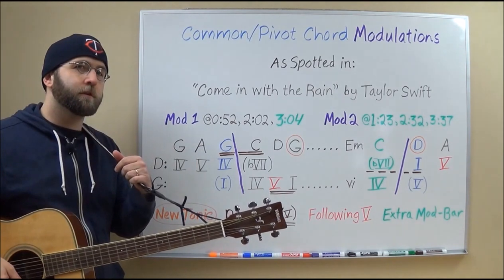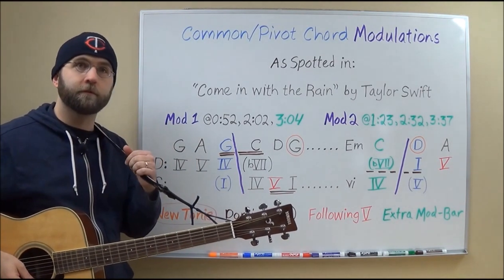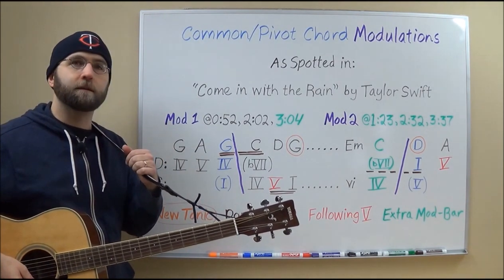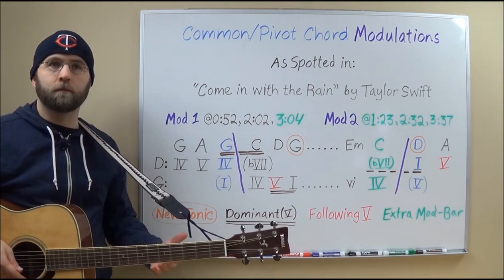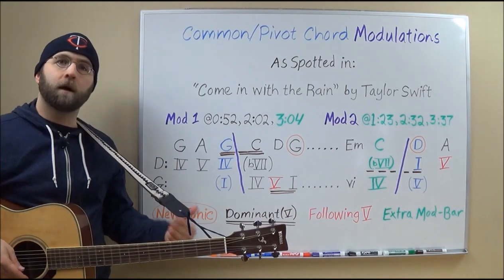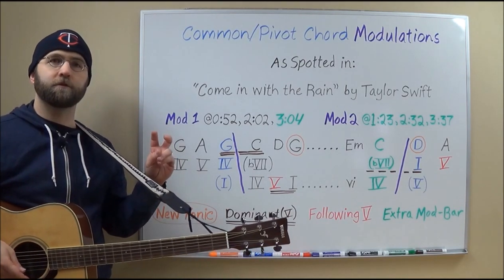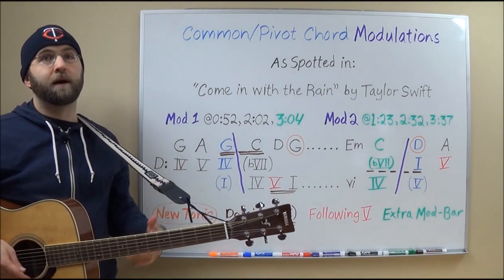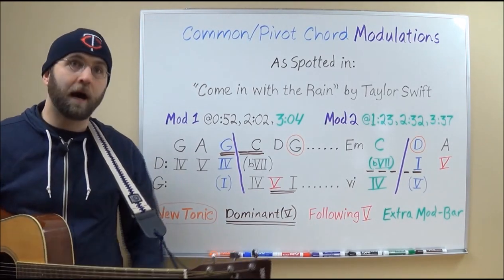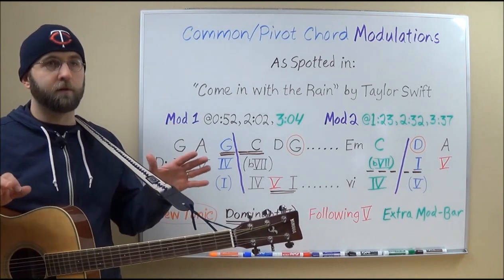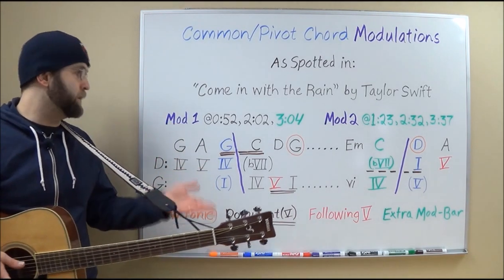Today we're going to take a look at some common chord modulations in the song Coming in with the Rain by Taylor Swift. First thing to say, so there's no confusion of terms, is that the common chord modulation, or key change, can also be called a pivot chord modulation. And you can remember that by thinking about how a basketball player has to pivot on the same foot, or their common foot, when they want to pass the ball to another player, or in our case, a new key.